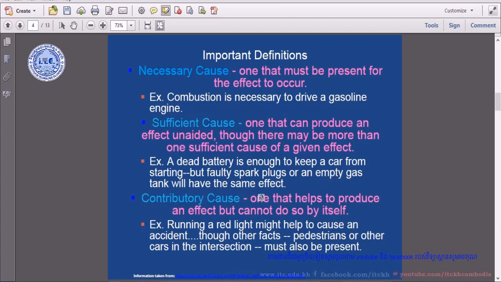Contributory cause: one that helps produce an effect but cannot do so by itself. So it's just a contributor to the cause, right? For example, running a red light might cause an accident. Those are the facts. A pedestrian or another car in the intersection must also be present, right? So running the light is the contributory cause. Meaning, if you go through the red light, it's an accident, but it's a matter of the pedestrian being there. A pedestrian is somebody who walks along the road, and the car in the intersection must be present over there. Okay.